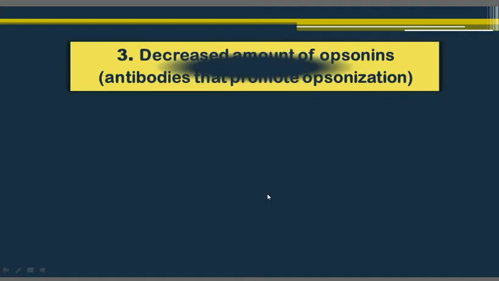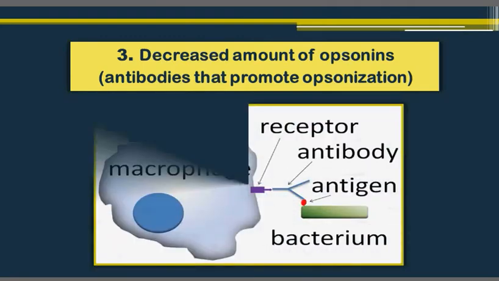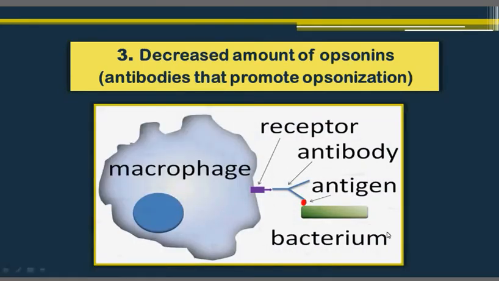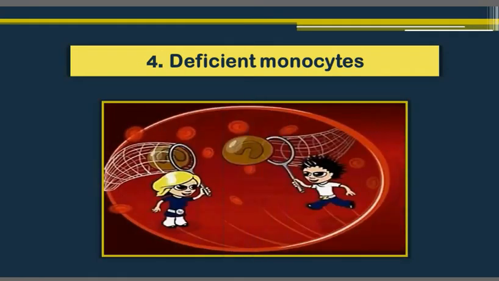Then the third is the decreased amount of opsonins. The opsonins, simply, are antibodies that promote the process of opsonization. So when there is a defect in the receptors or in the antibodies, the process of opsonization and phagocytosis will be defective. And finally, when we say the monocyte kills the pathogen, the neonates are deficient in monocytes.